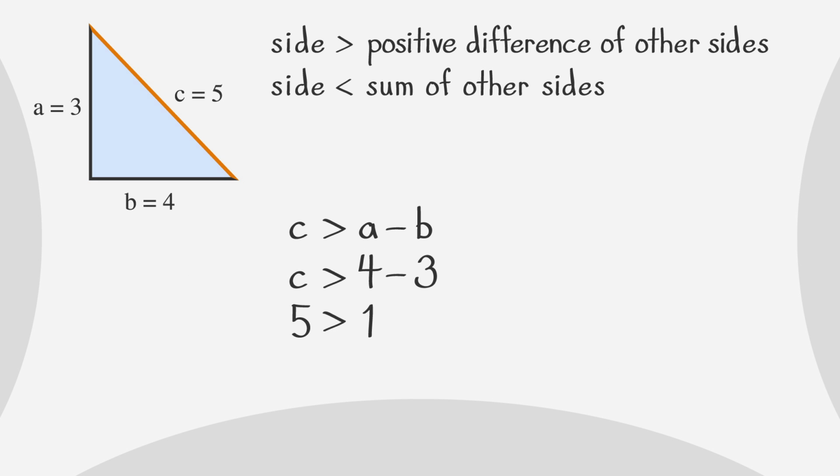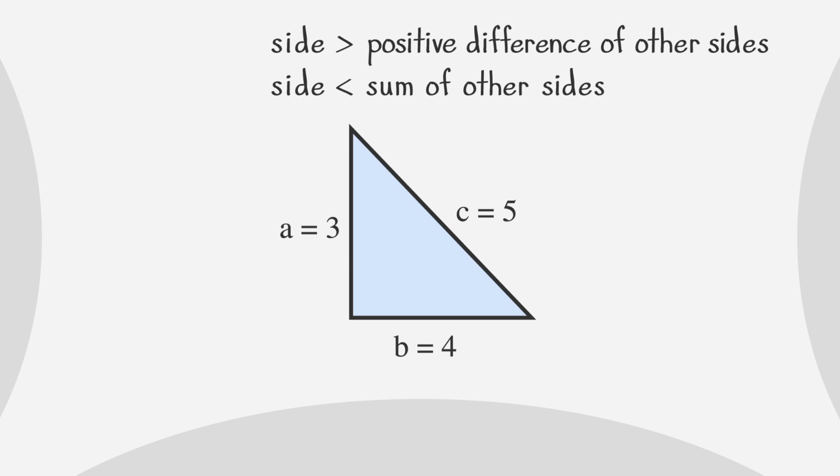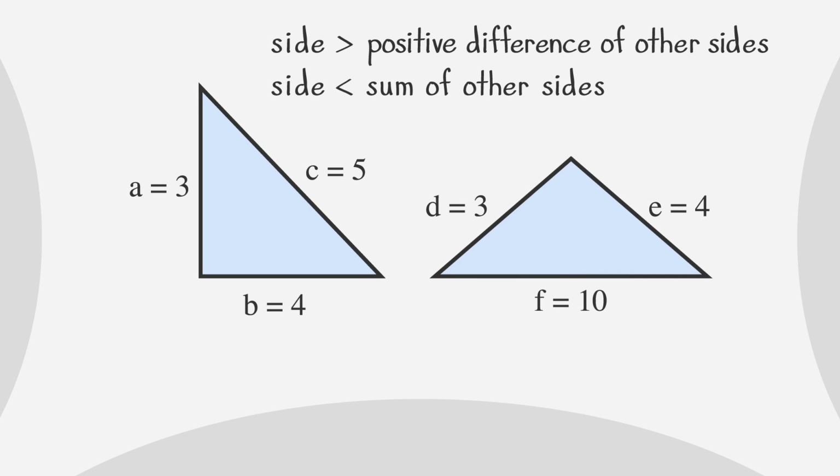C is definitely greater than A minus B since 5 is bigger than 1. And it's less than 4 plus 3, which equals 7. We can safely say that the first triangle is real. But what about the second triangle?